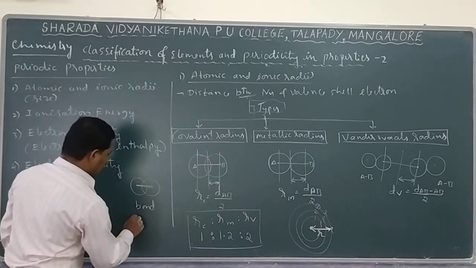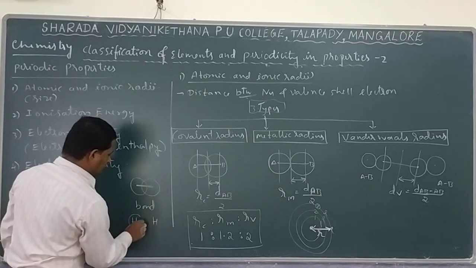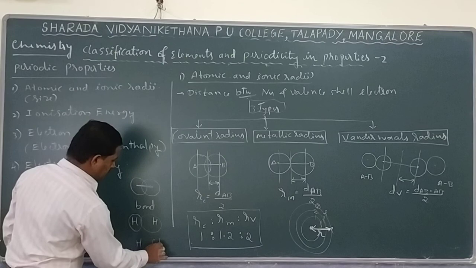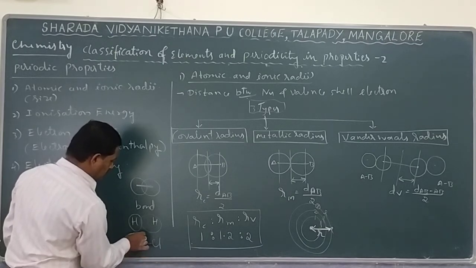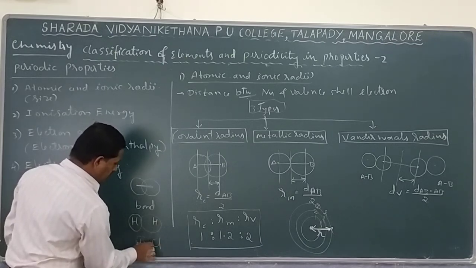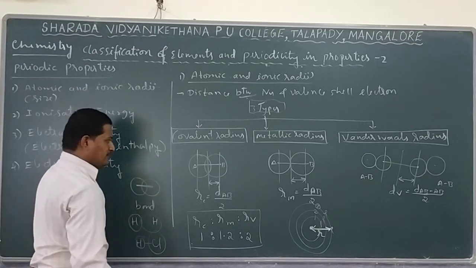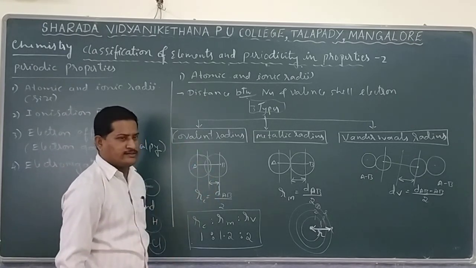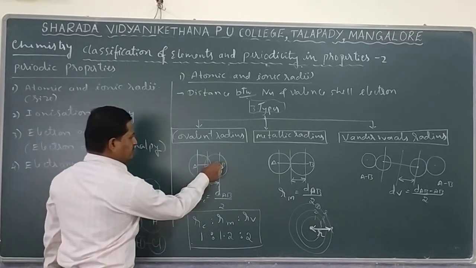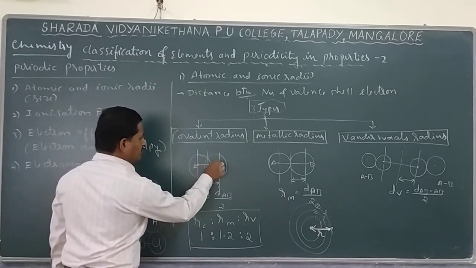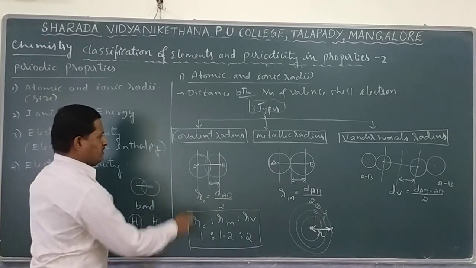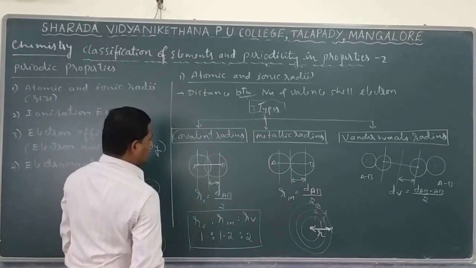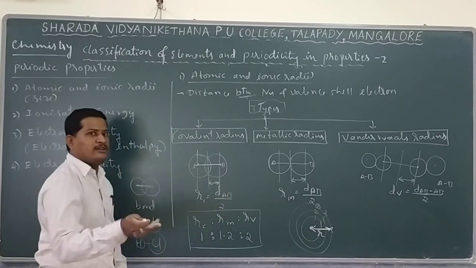Suppose hydrogen atoms are on both sides, the size of these two hydrogen atoms is the same. Similarly, if one is hydrogen and the other is chlorine, then in that covalent bond hydrogen shows a smaller size, whereas chlorine shows a bigger size. Thus, it is not possible to accurately measure the radius of each atom using covalent radius. But it is possible to measure the distance between the nuclei. That distance is nothing but DAB, the internuclear distance.